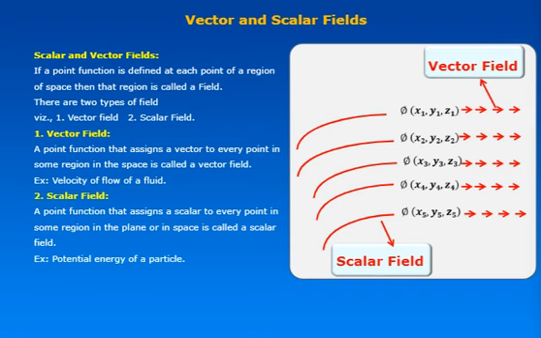Vector and scalar fields. If a point function is defined at each point of a region of space, then that region is called a field. There are two types of field, vector field and scalar field. The definition of vector field: a point function that assigns a vector to each and every point in some region in the space is called a vector field. Example, velocity of flow of a fluid. Scalar field: a point function that assigns a scalar to each and every point in some region in the plane or in space is called a scalar field. Example, potential energy of a particle.